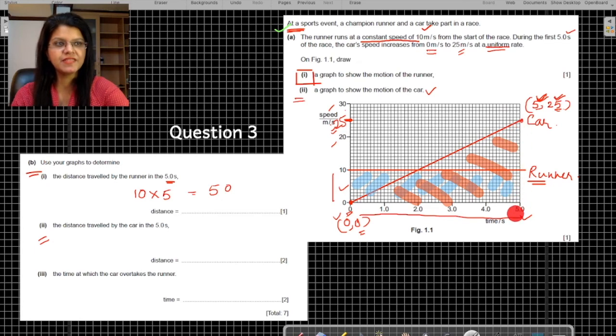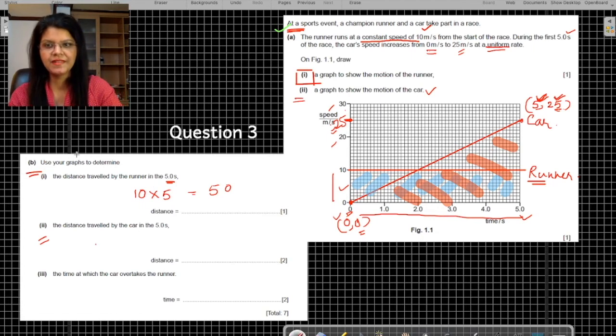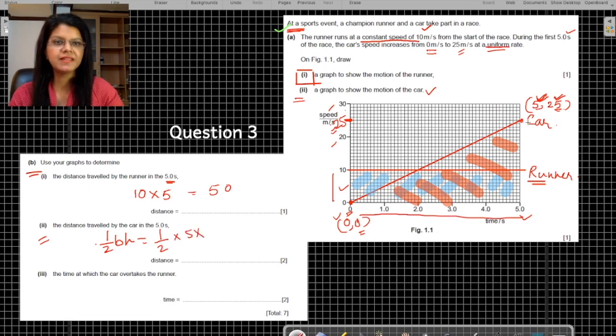It is a triangle, so we use the formula for the area of the triangle. What is the formula? It is half base into height. So half times, how much is the base? If you see, the base is the same, 0 to 5. So the base is 5 multiplied by the height. How much is the height? The height of the triangle is this, which is 25.